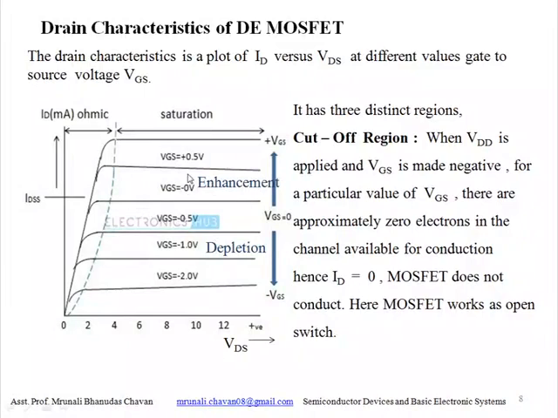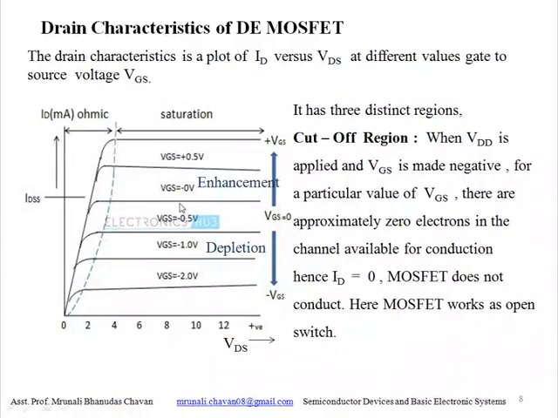and these are plotted for the different values of VGS. So it has three distinct regions. First is the cutoff region. In the cutoff region, when VDD is applied and VGS is made negative to a particular value, there are approximately 0 electrons in the channel available for conduction, and hence ID is equal to 0. Here the MOSFET does not conduct and works as an open switch.